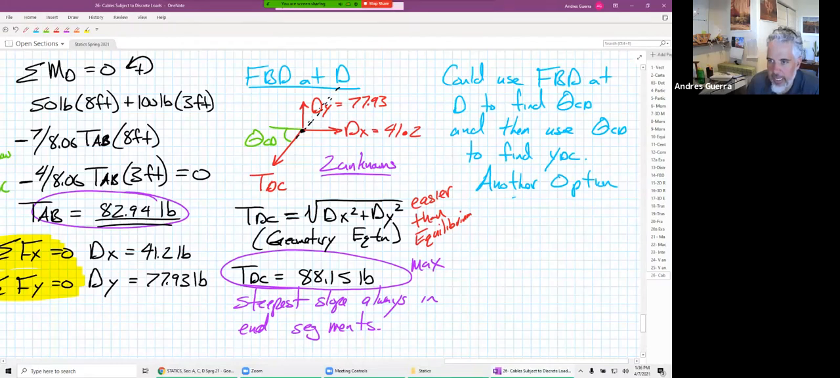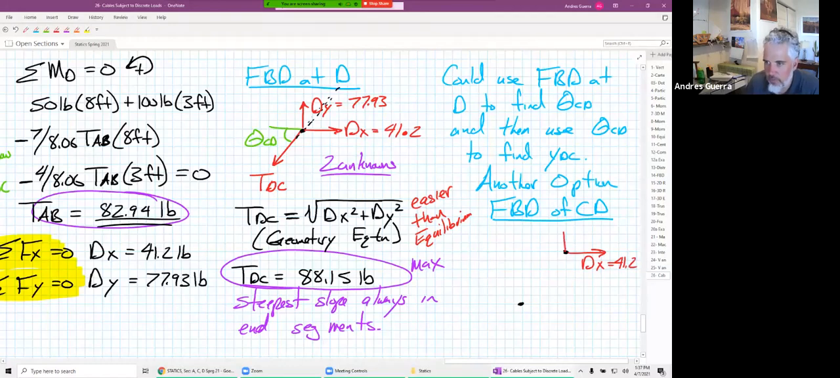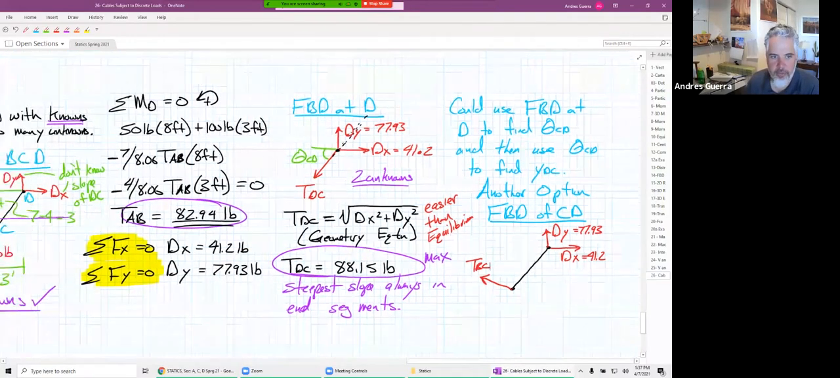That will be the FBD of C to D. So if we take C to D here, we have our known dx of 41.2, a dy of 77.93, our segment there from C to D. We will have this unknown tension from B to C. All right, I'm taking the FBD of C to D.